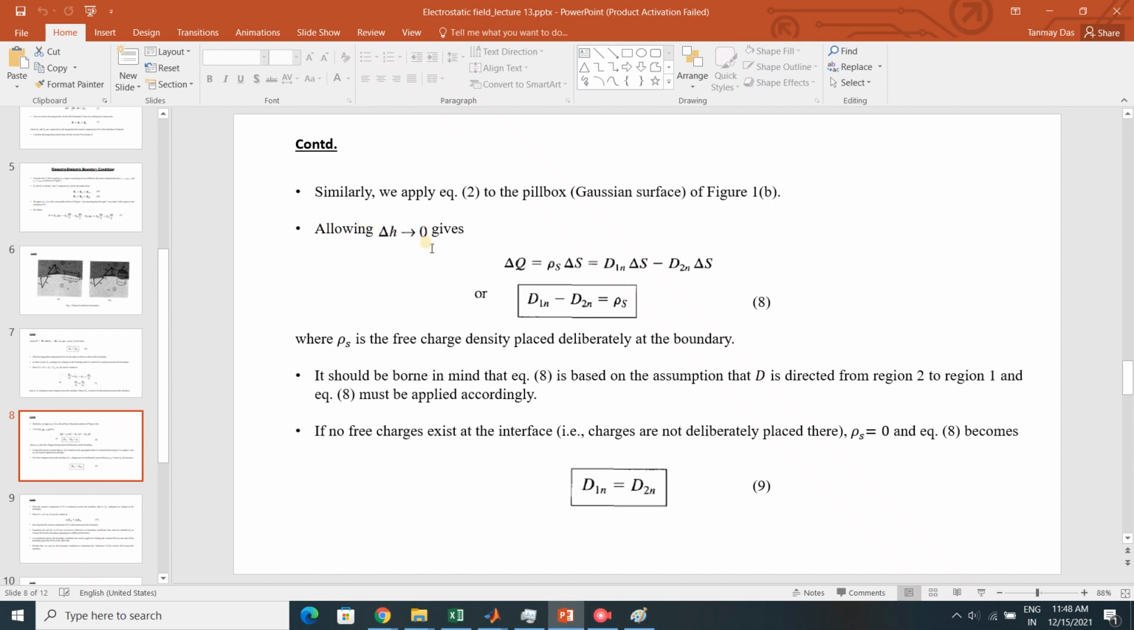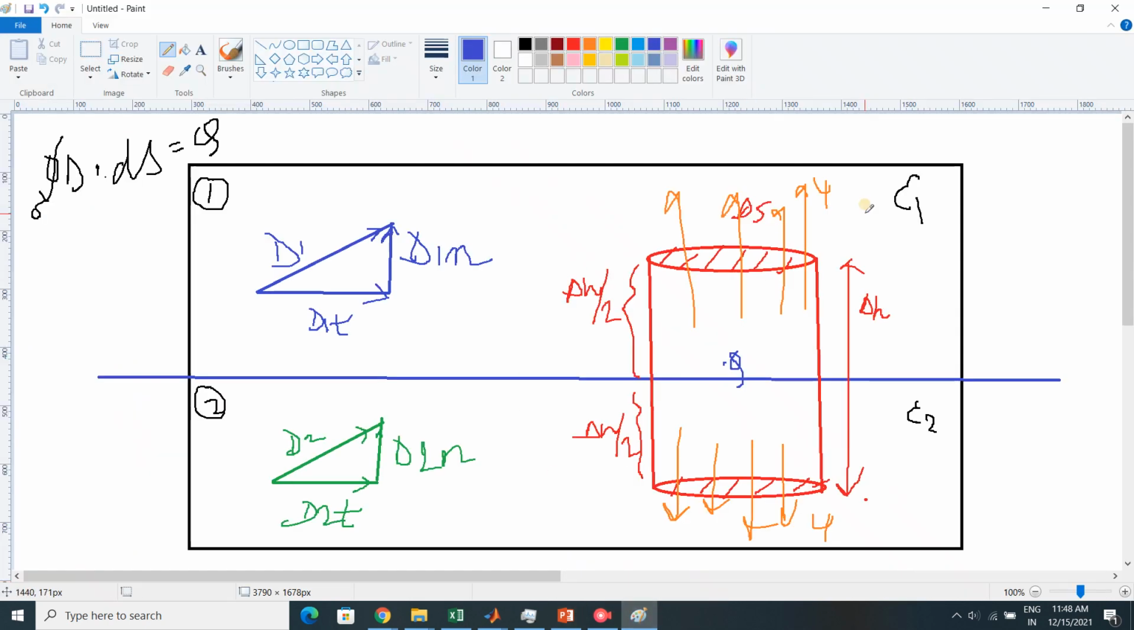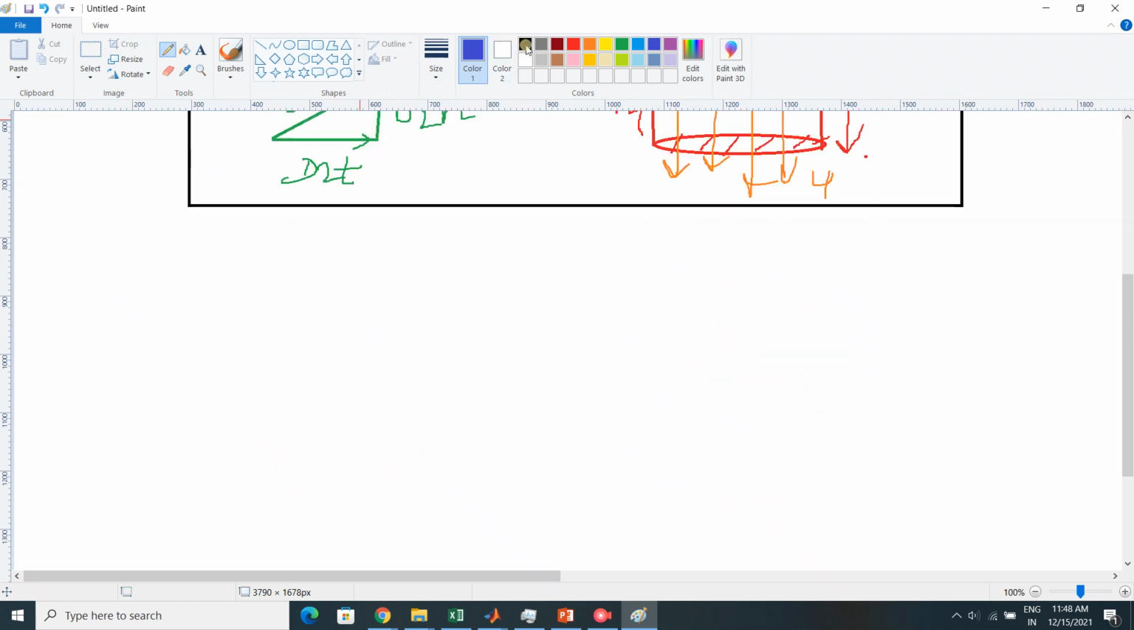On the Gaussian surface we let delta H tend to 0. That means no flux comes out from the side, so all the flux comes out from the top and bottom. The flux coming out, psi, is nothing but the total flux.